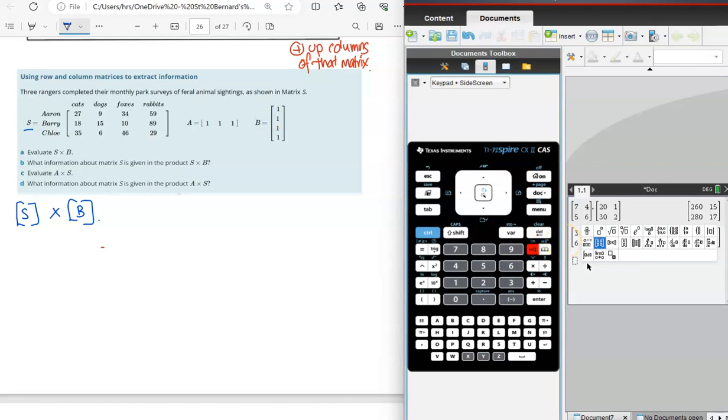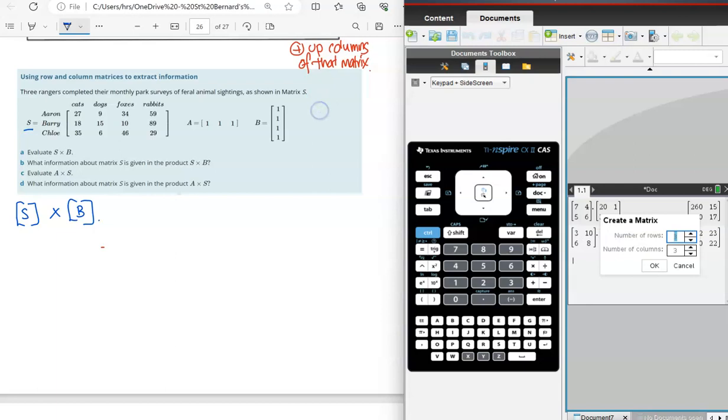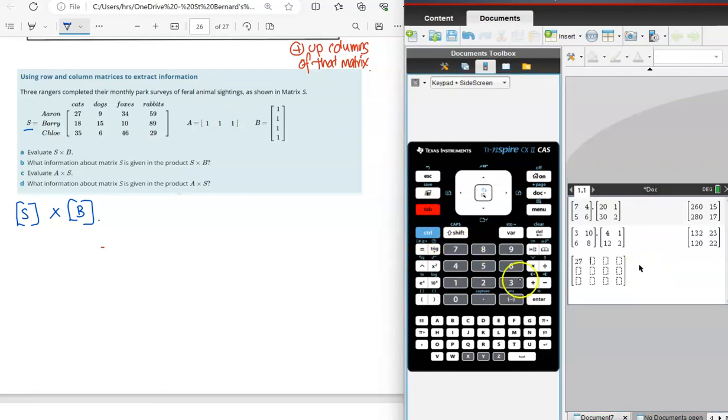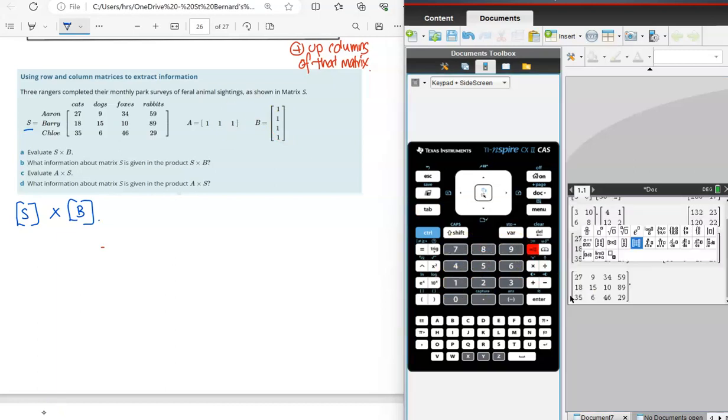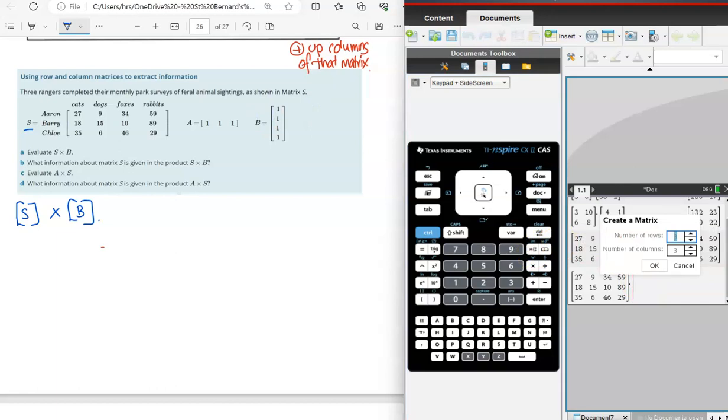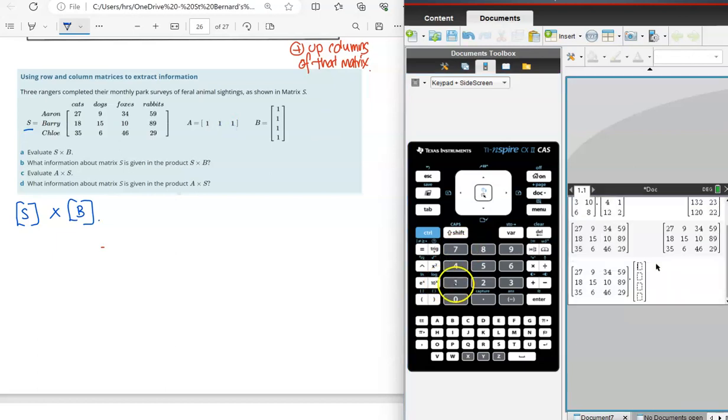Now, what is the order of S? Because I'm going to have to create one with this one. It's got 3 rows and 4 columns. Good. So we click OK and type that data in. You could probably do this while I'm doing it as well. Okay, so I've typed in S, and now I'm going to type in B. B is a column matrix because it only has 1 column. It has 4 rows, and it's a column matrix full of 1s.